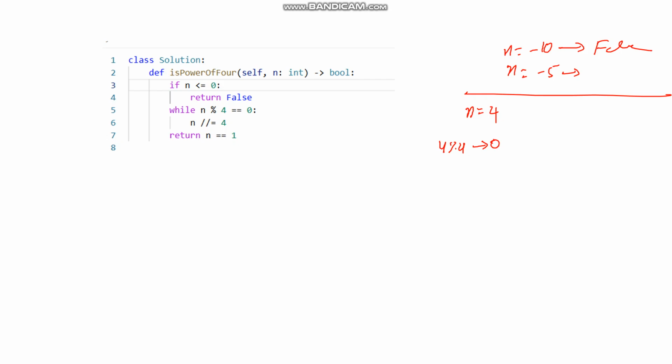Now the body, what does the body contain? n equals n integer division of 4. 4 integer division of 4. What is the value? 1. Means the n value becomes 1.